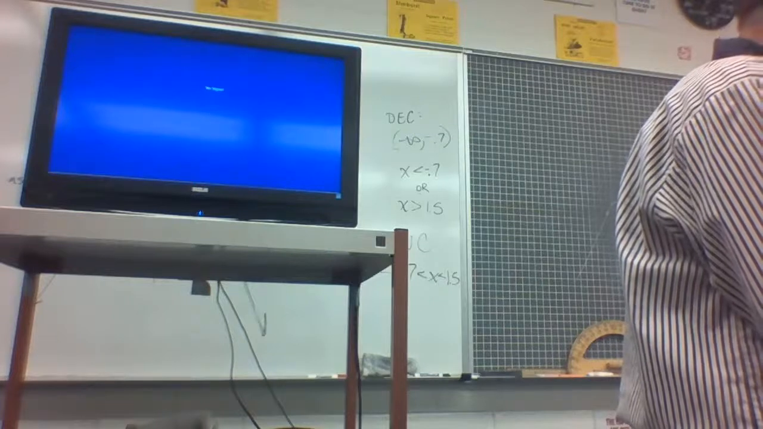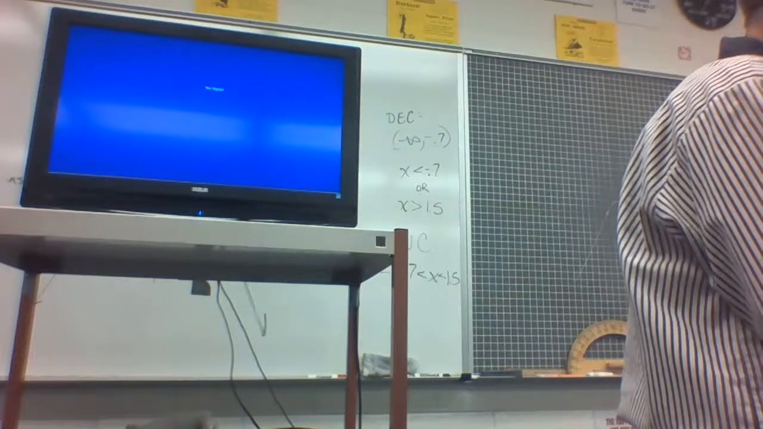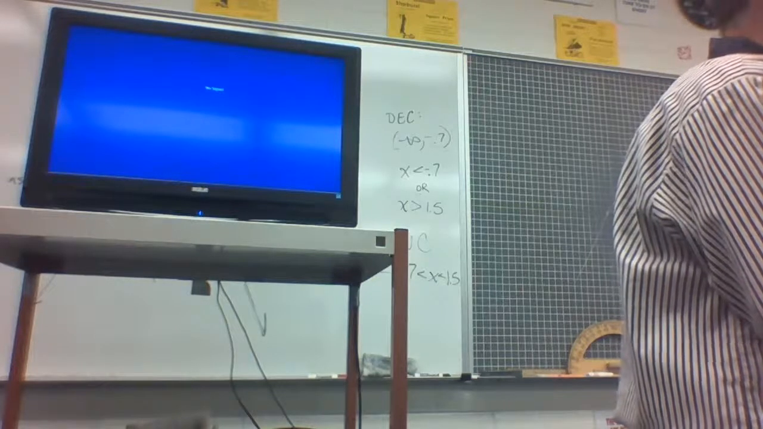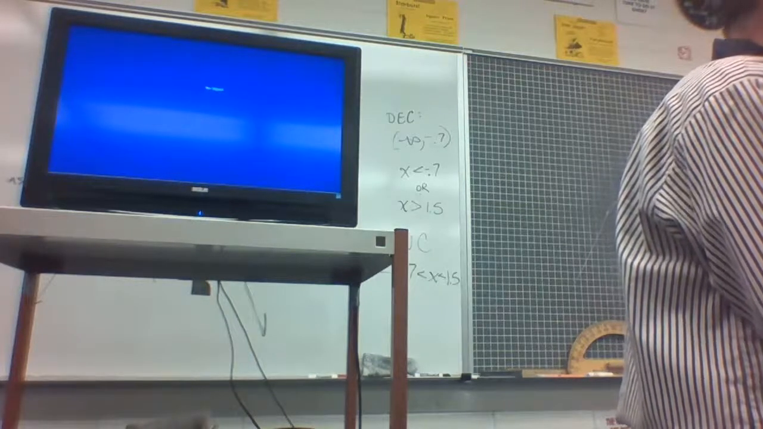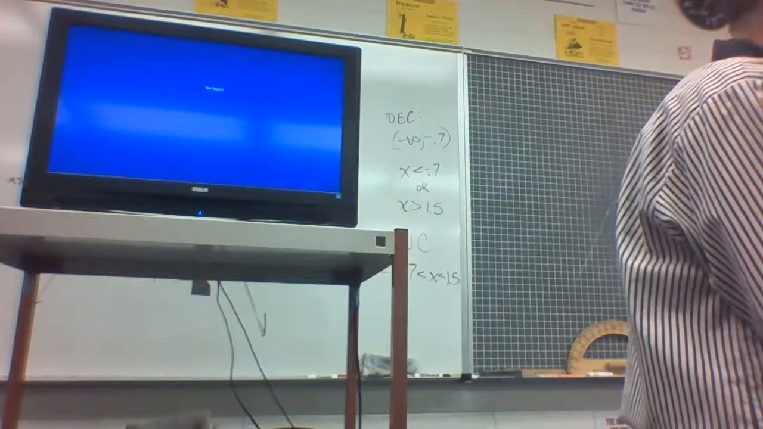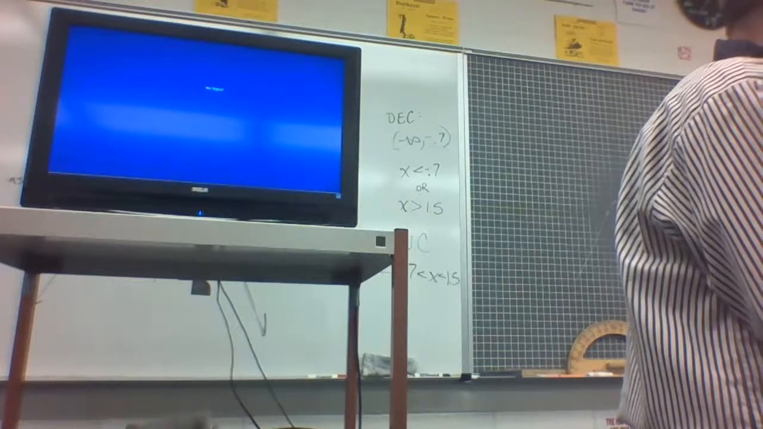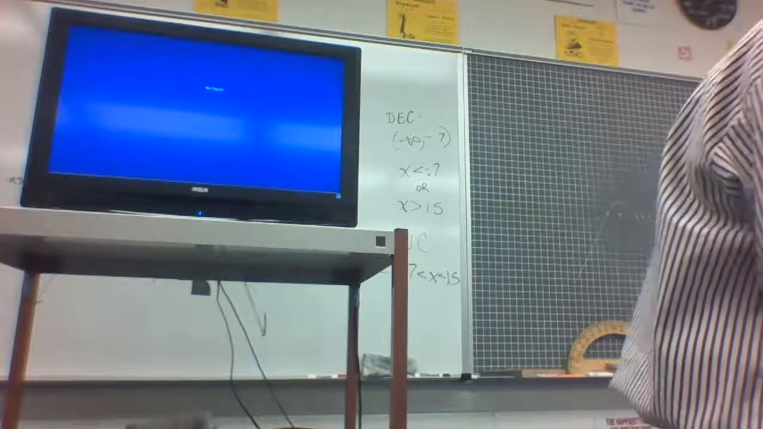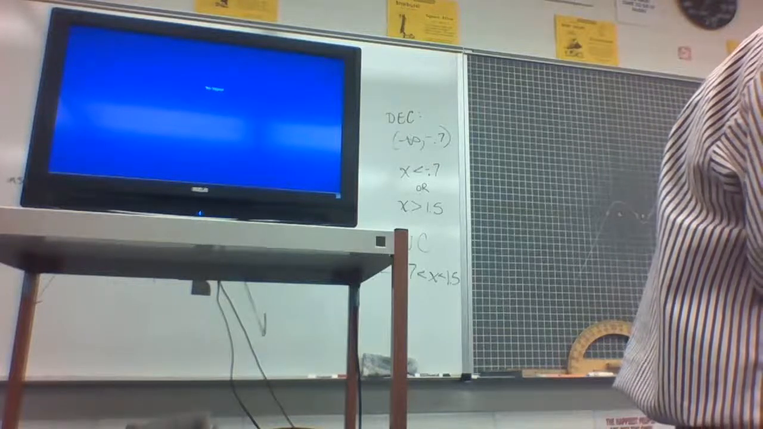Is it going to start high and end low or start low and end high? Start low, end high? Because it's got a what? How do you determine that? Positive leading coefficient. Okay. So what we're going to do is we're going to put that in our calculator in just a minute, but let's see what they're after here.